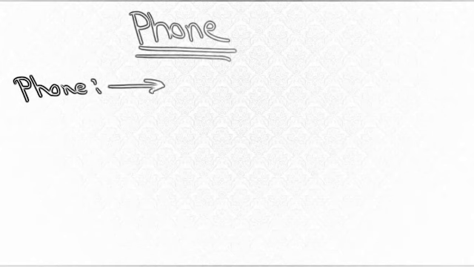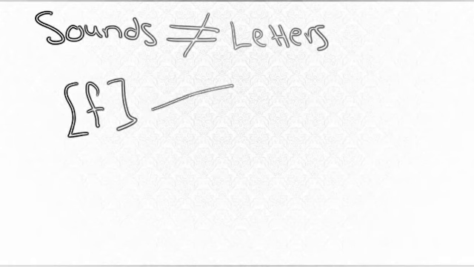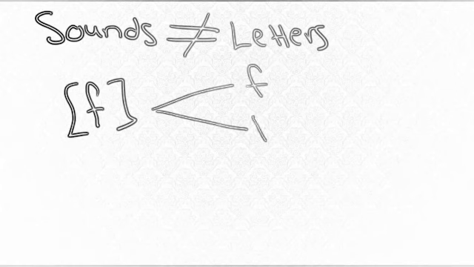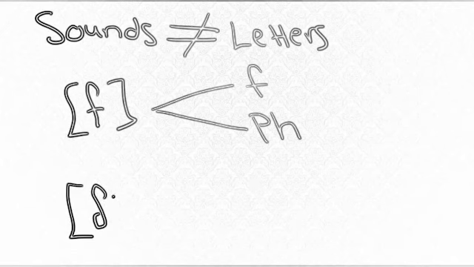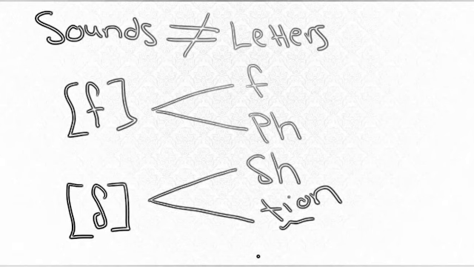A phone is really a single sound. Now be careful, because sounds are not the same as letters. For example, how do you make the sound F in English? Well, you can either use the letter F or sometimes even PH together. Is there one letter for the sound sh, as in ship, in English? Actually, you have to use a combination of two letters, and sometimes even that.